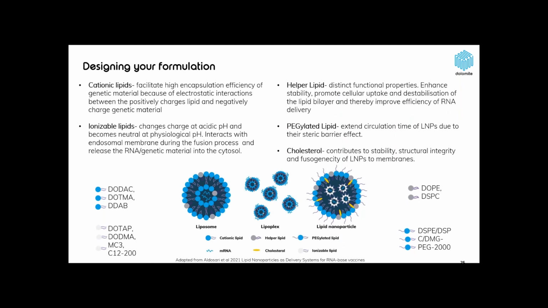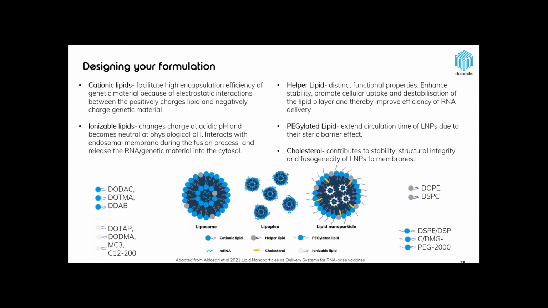The other key things worth remembering when you are designing your vaccine formulations are 5 key components which keep coming up when you're designing a formulation. So cationic lipids are an obvious thing because they are positively charged and they form electrostatic interactions with the negatively charged material. So they work really well for encapsulating anything that's biological.